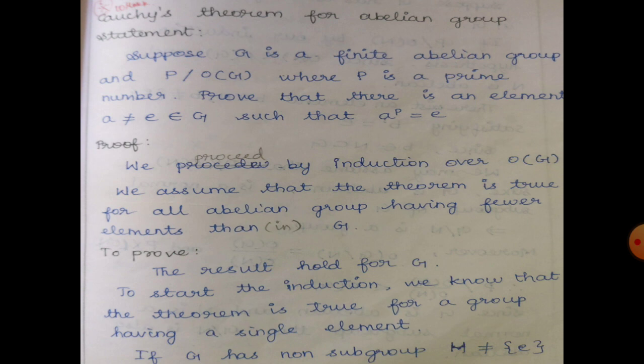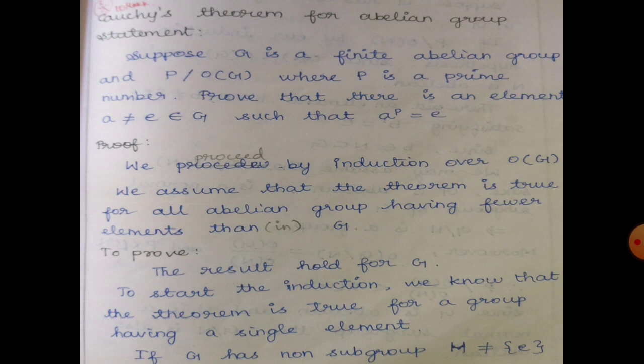So for the proof, we proceed by induction over the order of G. We assume that the theorem is true for all abelian groups having fewer elements than G. So for this proof we will be going for the induction process. First we assume that this theorem is true for all abelian groups having fewer elements than G, to prove that the result holds for G.